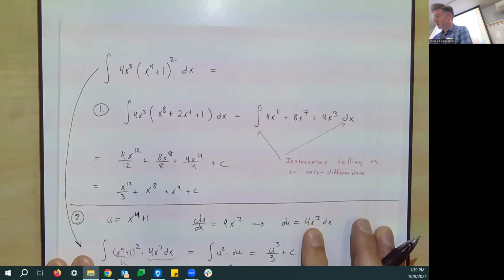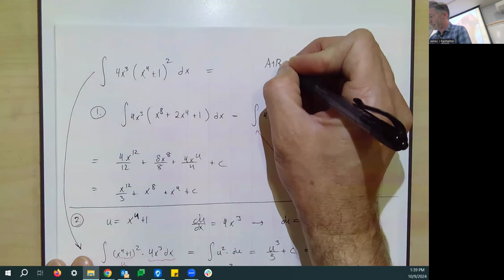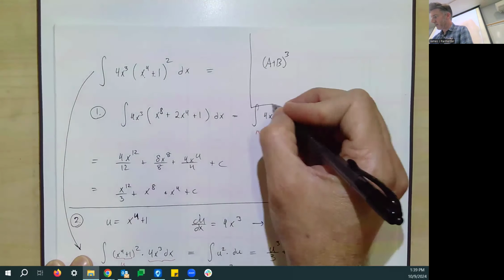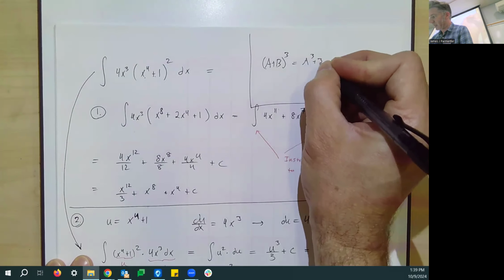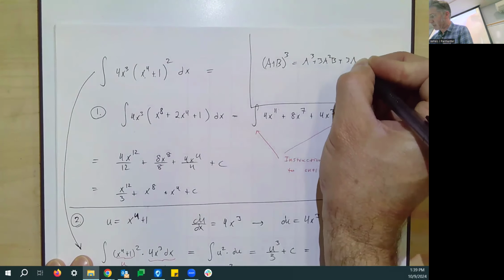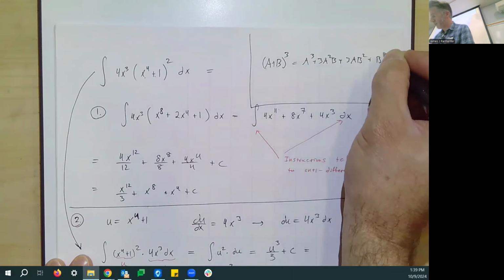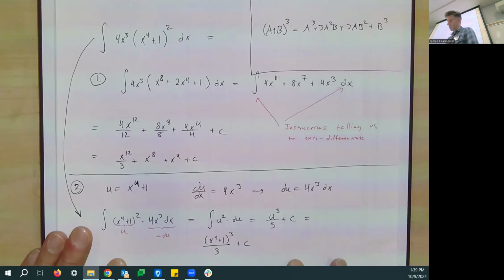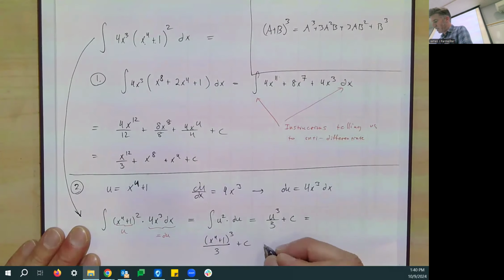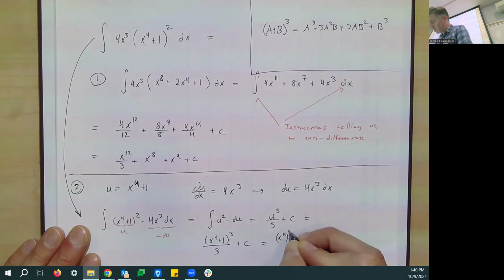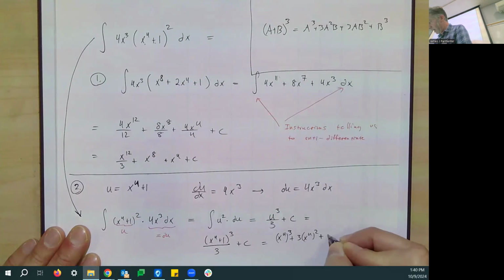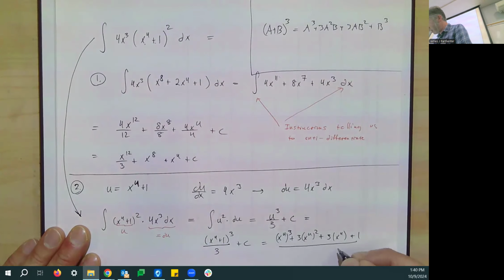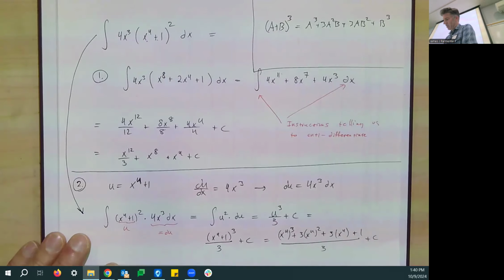Also worth knowing, when you cube something, a plus b cubed is a cubed plus 3a squared b plus 3ab squared plus b cubed. If you're interested in how I do that so fast, come ask me about Pascal's triangle sometime. So x to the 4th plus 1 cubed is going to be x to the 4th cubed plus 3 times x to the 4th squared times 1 plus 3 times x to the 4th times 1 squared plus 1 cubed, all over 3 plus c. And I'm running out of room, but I'm going to make it simple.